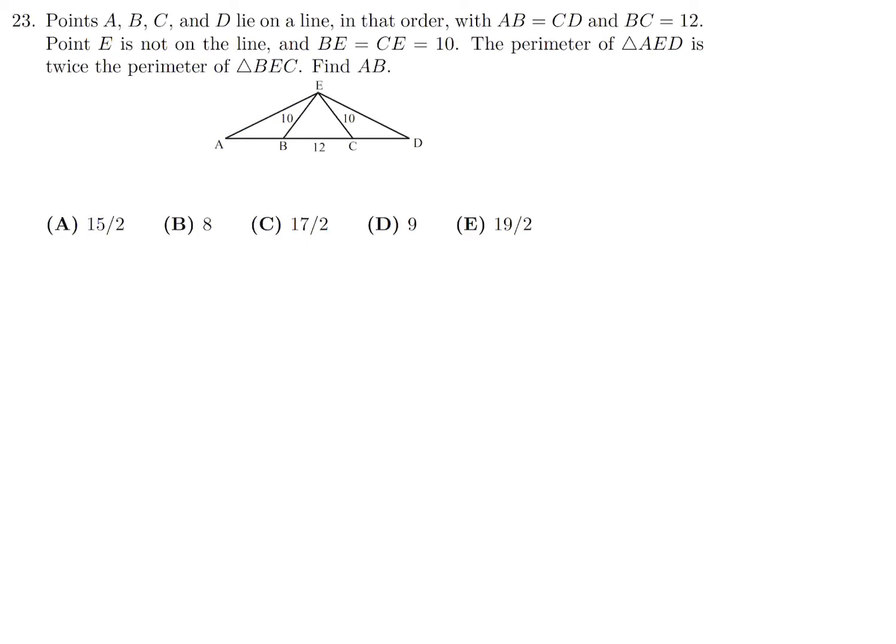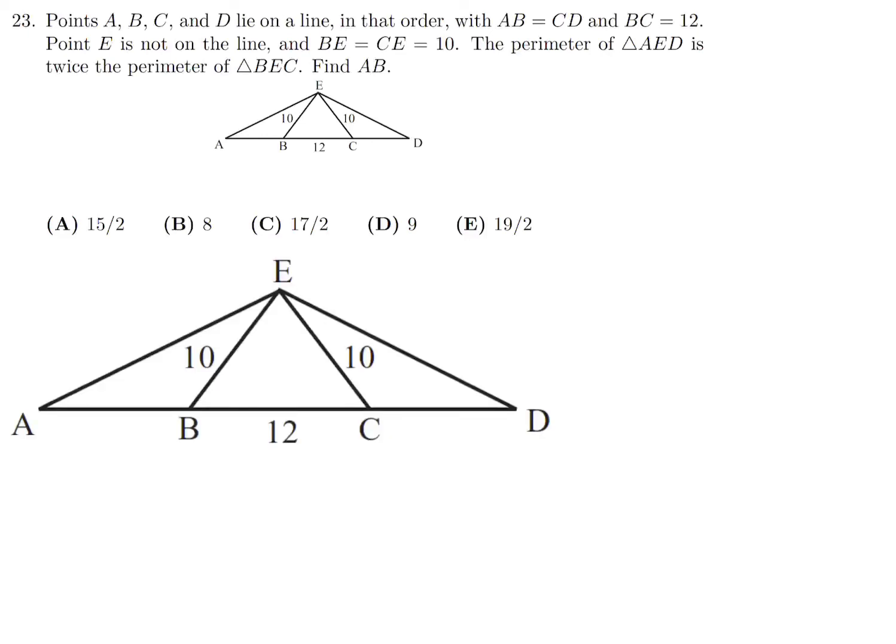Points A, B, C, D lie on a line in that order, with AB equal to CD and BC equal to 12. Point E is not on the line. BE and CE are equal to 10. The perimeter of AED is twice the perimeter of BEC. Find AB.